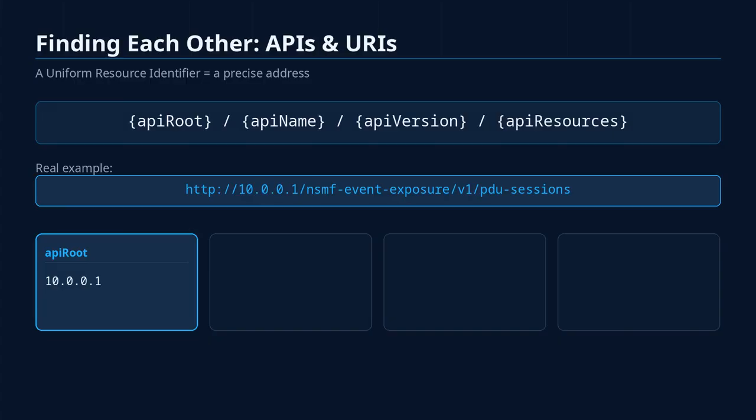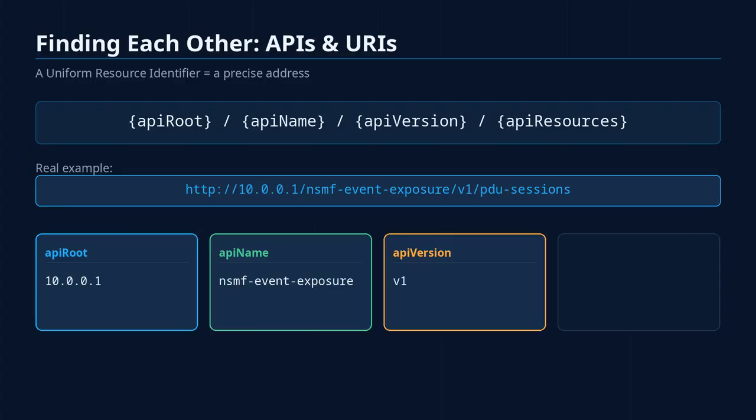Think of it like a postal address: country, city, street, house number, each part narrowing down exactly where the message needs to land. Here's a real one: http://10.0.0.1/nsmf-event-exposure/v1/pdu-sessions. Break it down with me. 10.0.0.1 is the API root, literally the network address of the server hosting the service. nsmf-event-exposure is the API name.